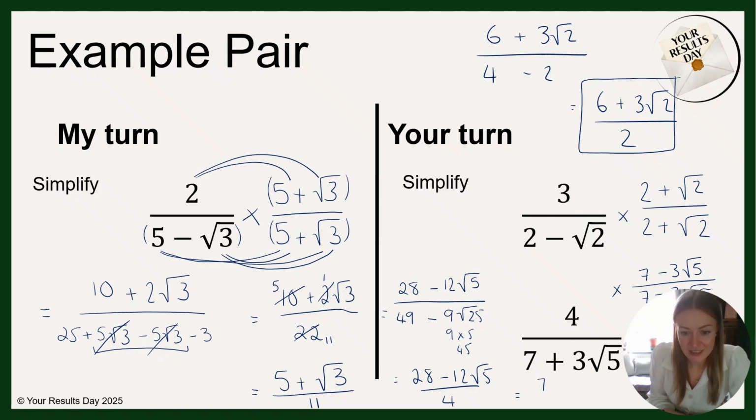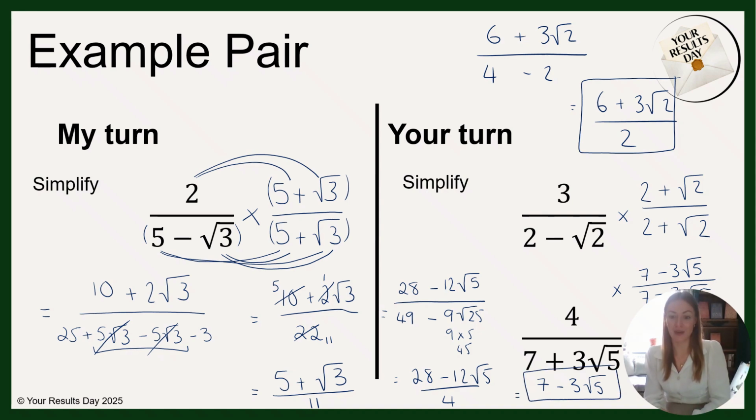28 divided by 4 is 7. 12 divided by 4 is 3, so 3 root 5. And 4 divided by 4 is 1, so I don't have to put the 1 on the bottom. So that there, 7 minus 3 root 5 is your final answer.